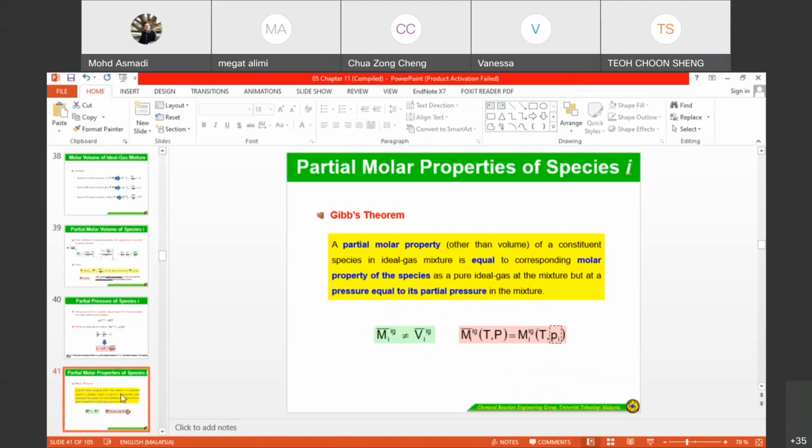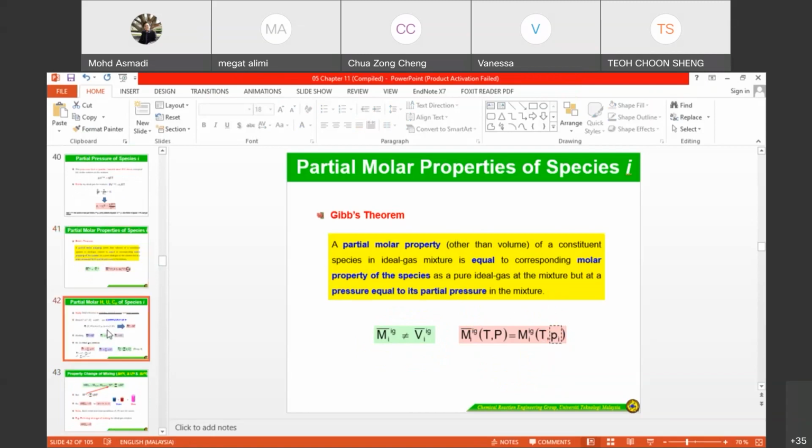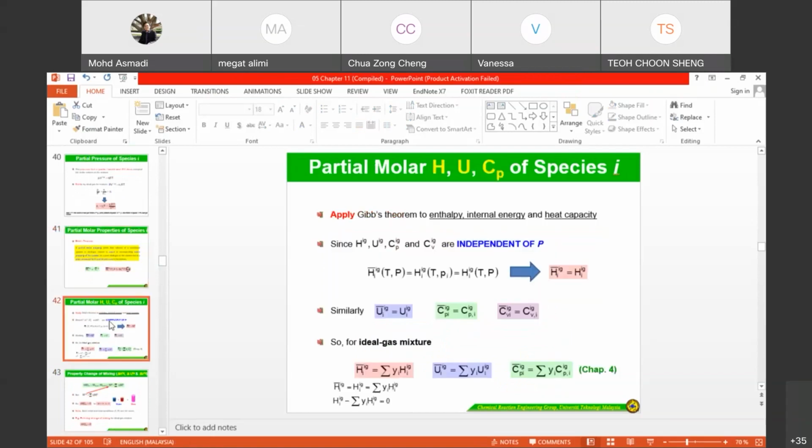So if you look here, for the partial molar H, U, Cp, and also species i, since enthalpy is independent of the pressure, for species i, the partial enthalpy of H_i^ig equals H_i^ig. Similarly also for internal energy.